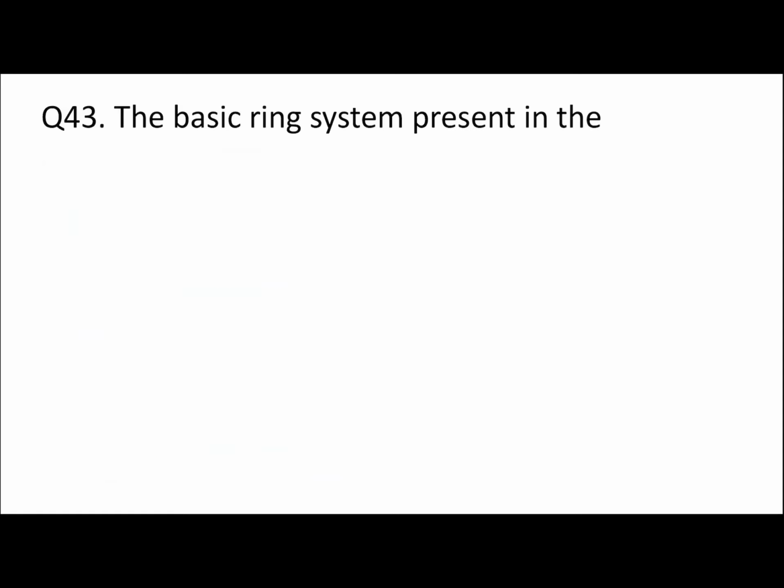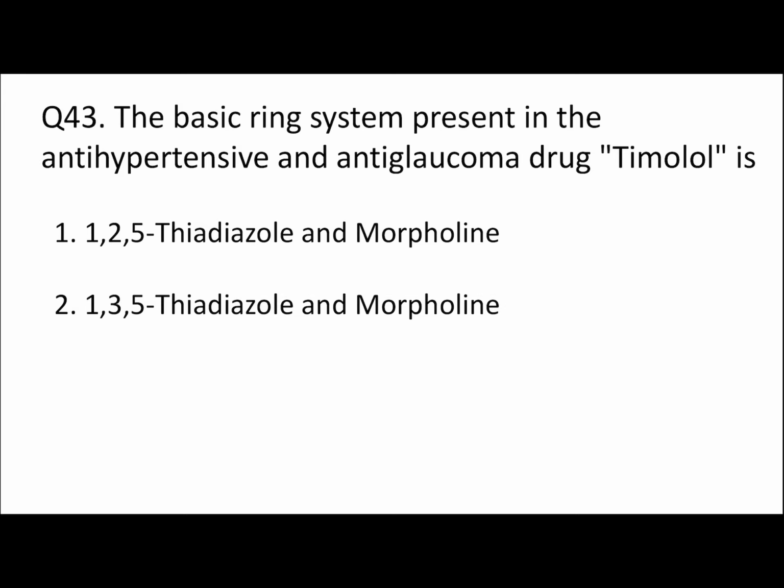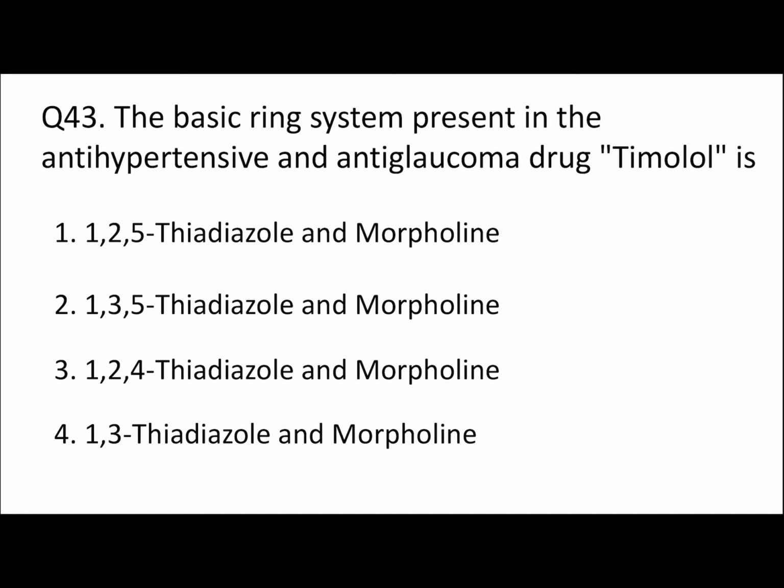That's the next question. The basic ring system present in the antihypertensive and anti-glaucoma drug timolol is 1,2,5-thiadiazole and morpholine, 1,3,5-thiadiazole and morpholine, 1,2,4-thiadiazole and morpholine, or 1,3-thiadiazole and morpholine. The right answer here is 1,2,5-thiadiazole and morpholine, and let's see how.